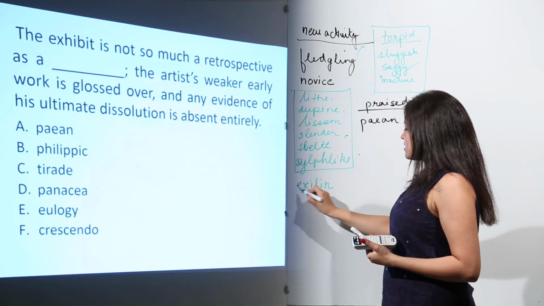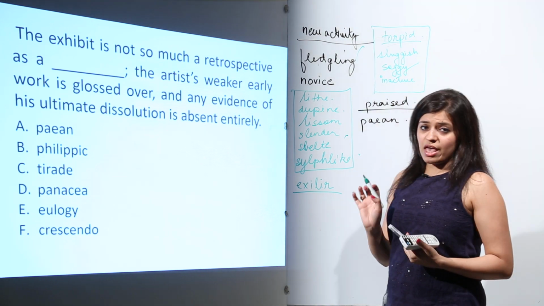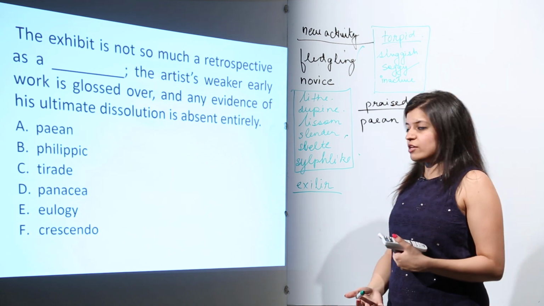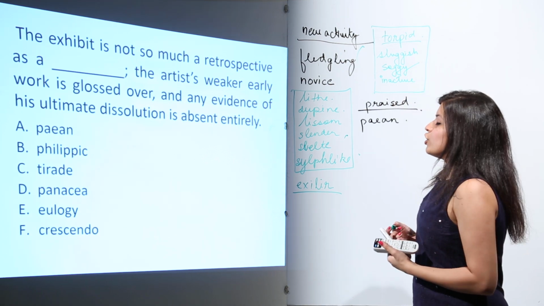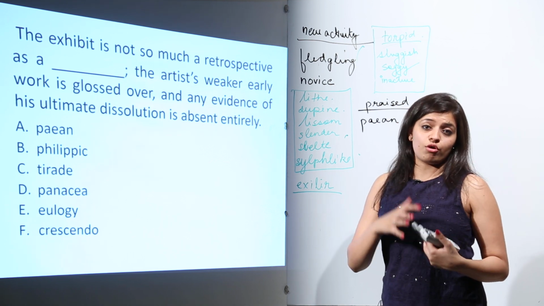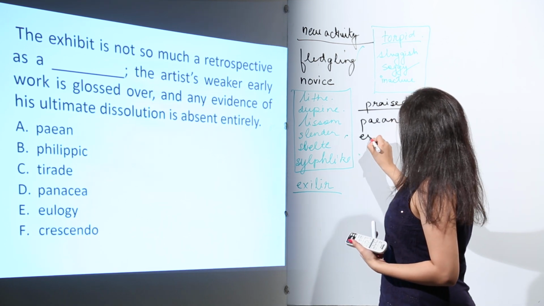Please note all these synonyms which I am using carefully and put them into flashcards so that you can revise and use them later on. Eulogy. Eulogy means again to praise someone. A formal representation of praising is known as eulogy.